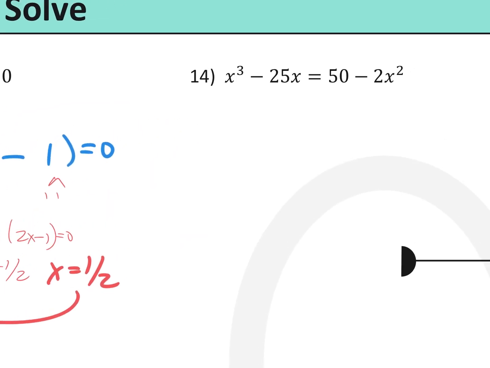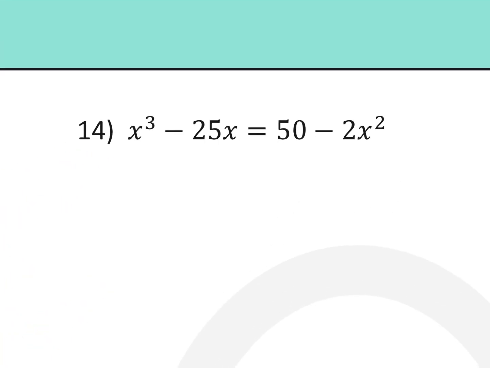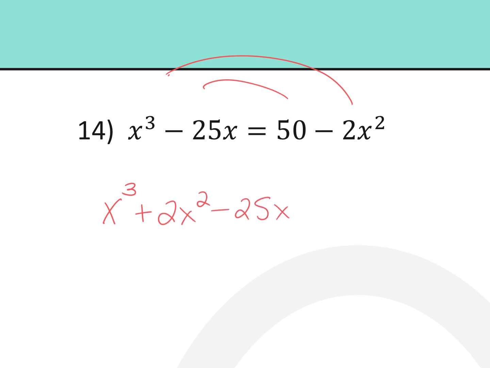It's good to remember. I got a whole bunch of squares and cubes and all that stuff. What should I do first? All right, set everything equal to 0. Move it on over. So if it's negative on the right, when I move it to the left, it becomes positive and vice versa. So this is x cubed plus 2x squared, correct? Minus 25x minus 50.